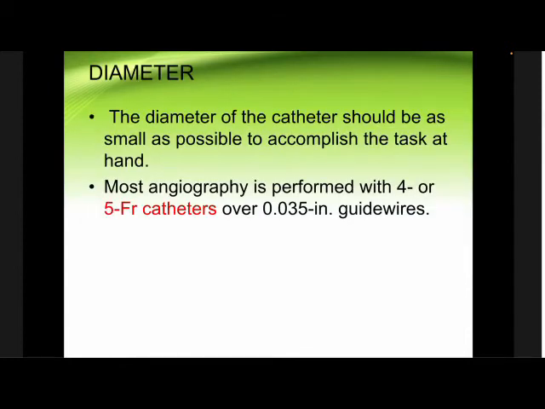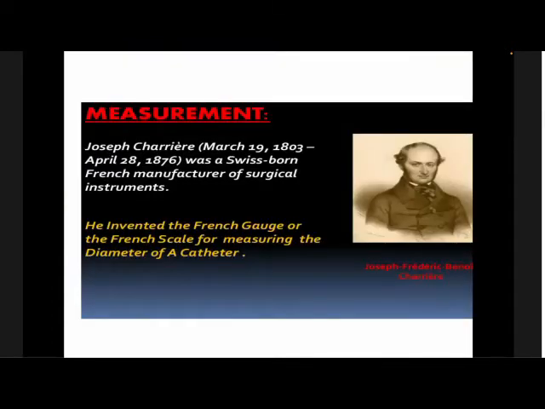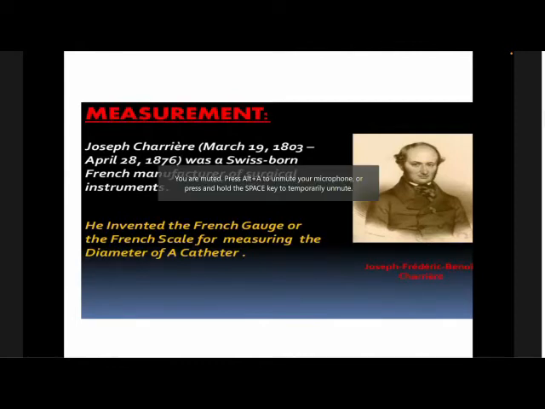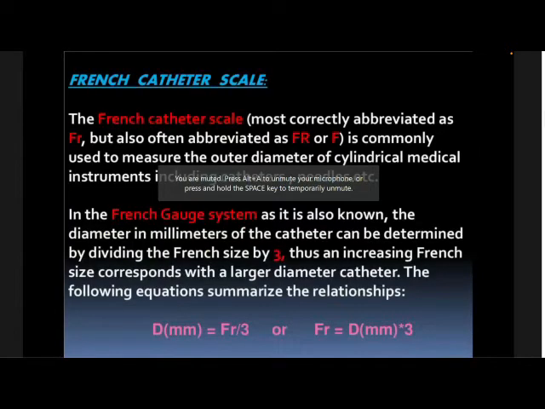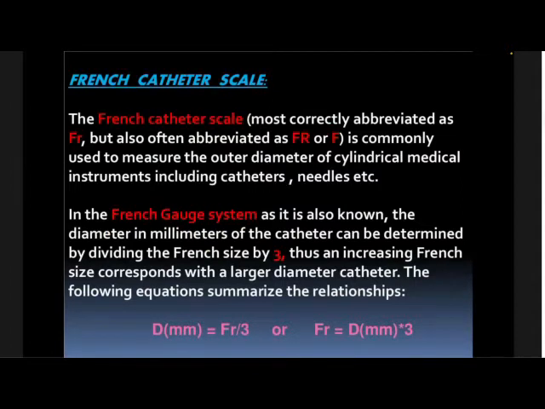The diameter of the catheter should be as small as possible to accomplish the task at hand. Most diagnostic angiography is performed with a 4 or 5 French catheter over 0.035 guide wires. This French measurement comes from the French system introduced by Joseph Charrier. One French means 1/3 of a millimeter. That means 3 French is equal to 1 millimeter.